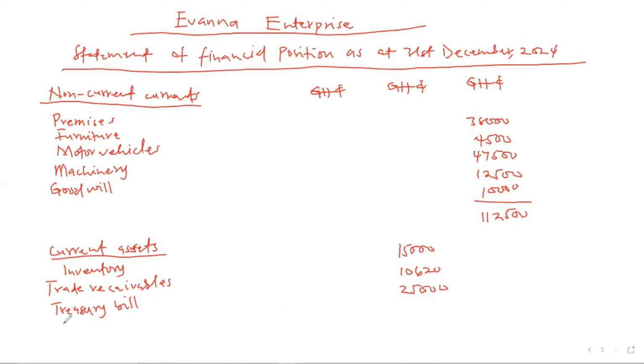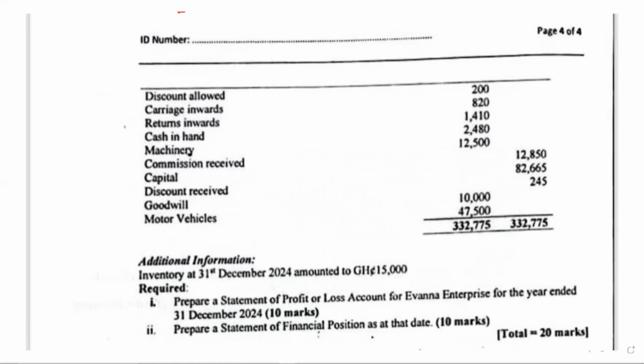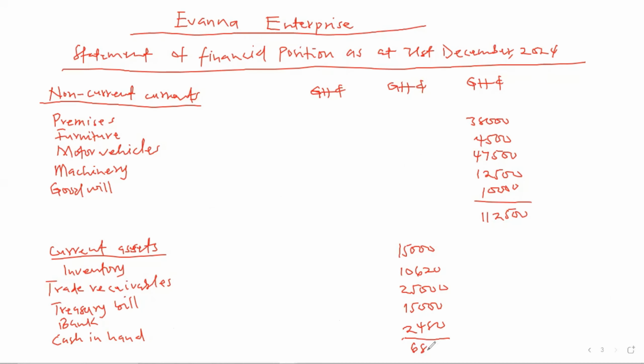Then we have bank, which is 15,000. Then we have cash in hand, which is 2,480. So we add the current assets. Then we have 68,100. So this is our non-current assets, and this is our current asset.